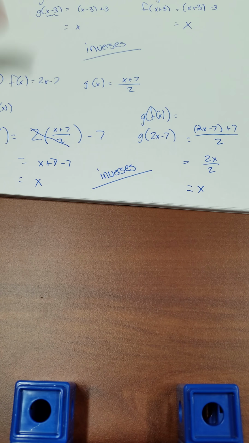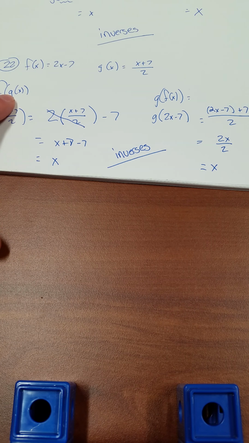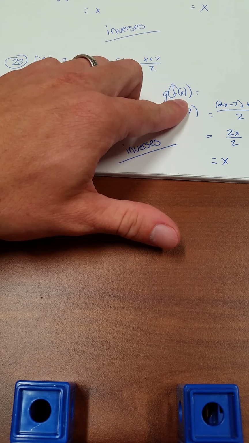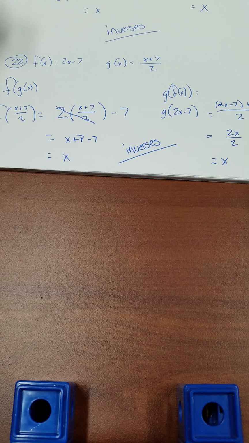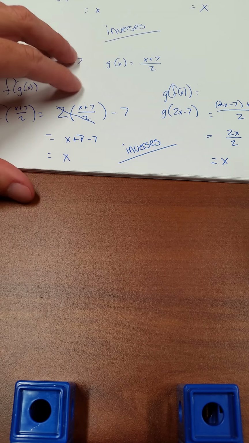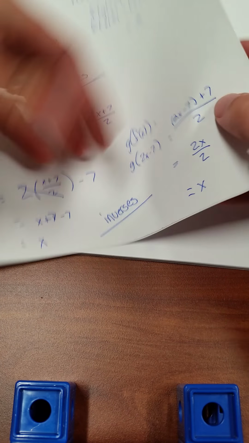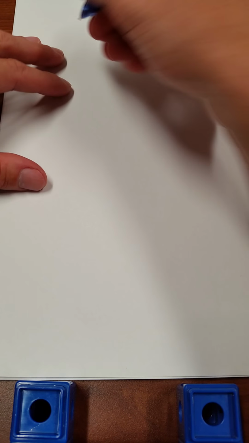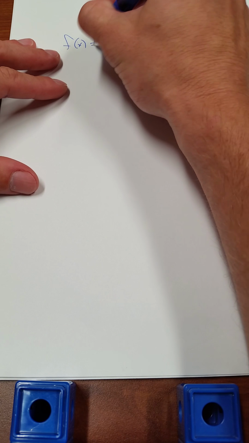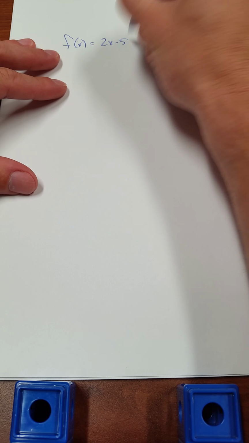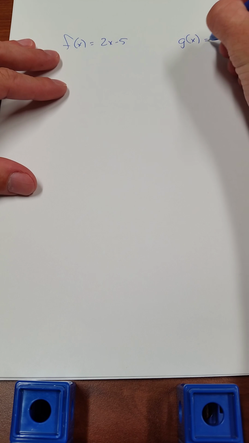So again, to verify if they're inverses, f of g of x must equal x, g of f of x must also equal x. If they give you anything other than x, so like x plus 3, x times 2, whatever it happens to be, if they are not x, they are not inverses. One example problem like that, let's say that we had the problem f of x equals 2x minus 5, g of x equals x plus 3.